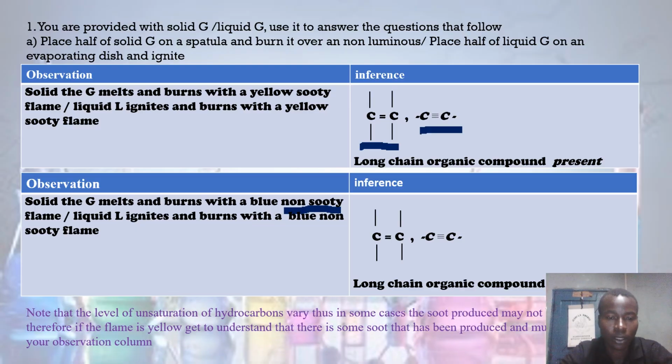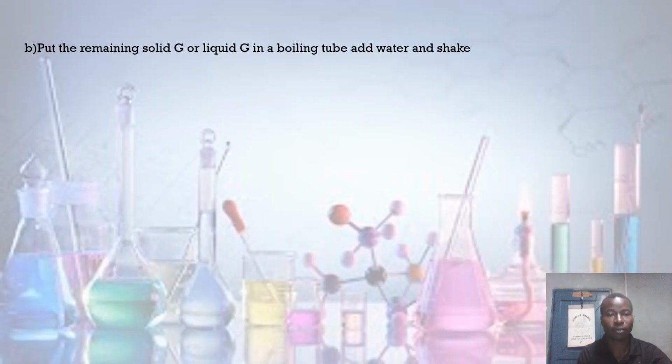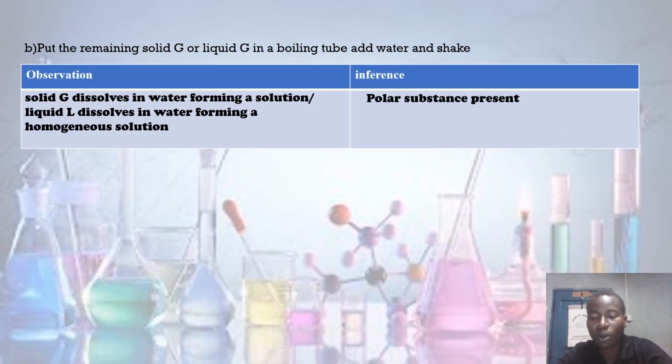Next, the remaining solid, you can be told to add water to it and shake. So as you are adding water in this particular given case for organic chemistry, we just want to see will the solid dissolve or will it not dissolve. So you can have the solid dissolving in water to form a solution, or if it was a liquid, you need to talk about the liquid dissolves in water to form a homogeneous solution, or you can say the liquid dissolves in water to form one layer.